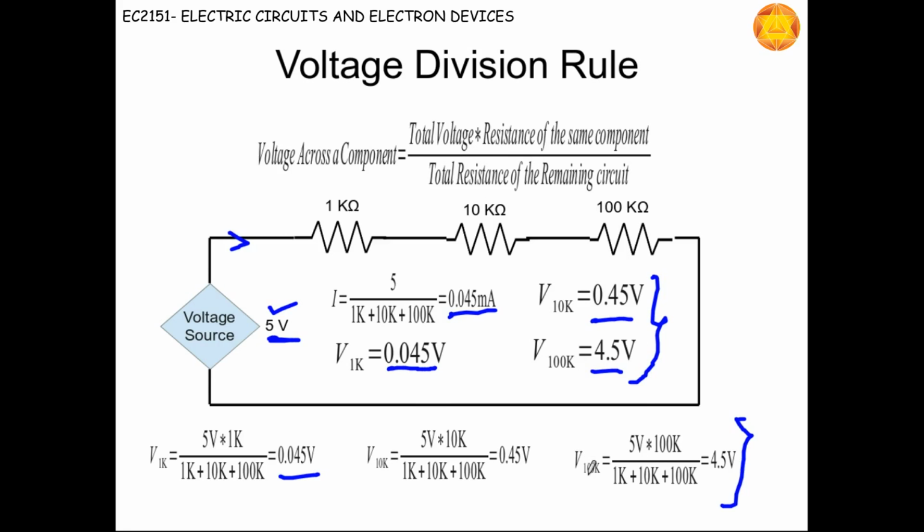Similarly, the voltage across 100 kilo ohm will be equal to 5 volt, which is the total voltage supplied, times the resistance 100 kilo ohm divided by the total resistance, 1 kilo ohm plus 10 kilo ohm plus 100 kilo ohm, which is equal to 4.5 volt. See, we got 4.5 volt in our traditional calculation, which is the same value as applying the formula of the voltage division rule.